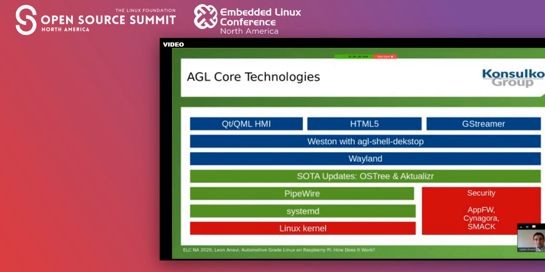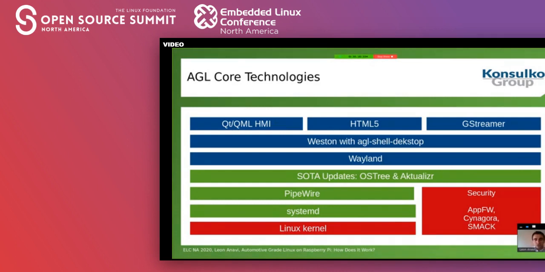AGL is powered with systemd. There is this new audio framework, Pipewire. AGL started with PulseAudio. After that, there was another audio framework called 4A Audio. And for the past about a year, or a bit more than a year, AGL is using Pipewire, this really exciting project covering some very specific audio use cases, especially for the automotive industry with Bluetooth connected devices.